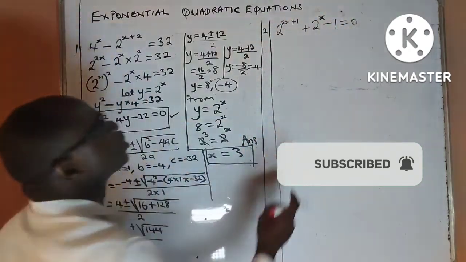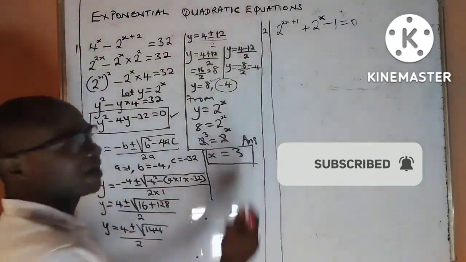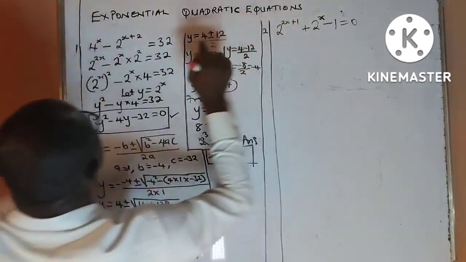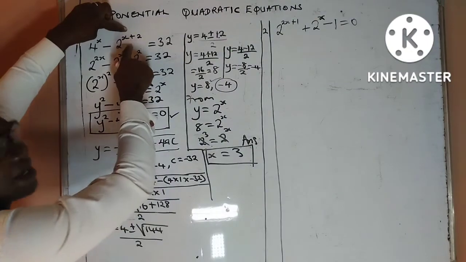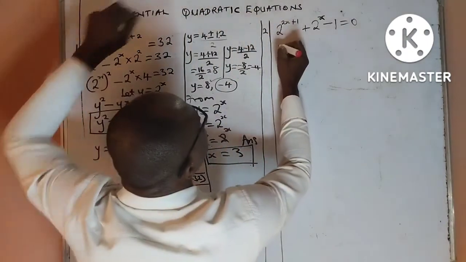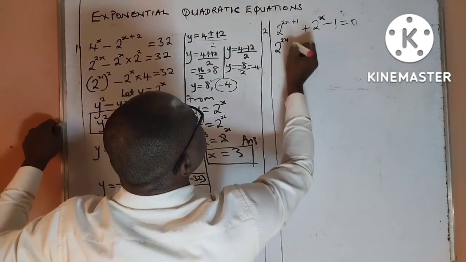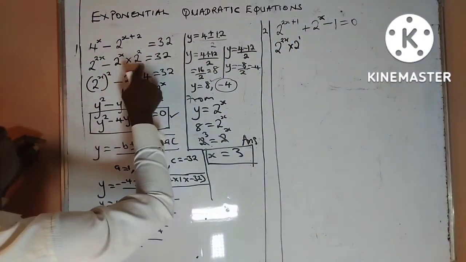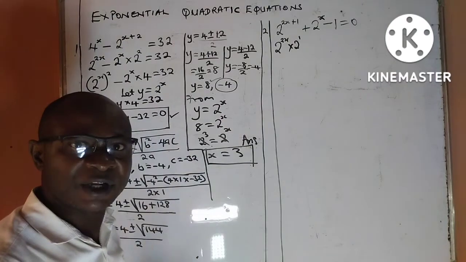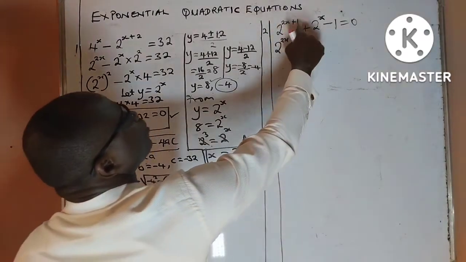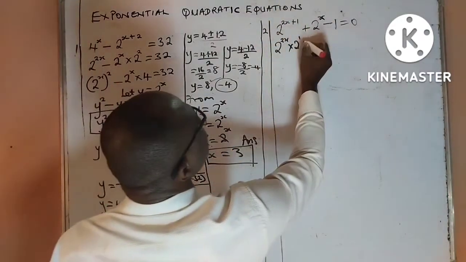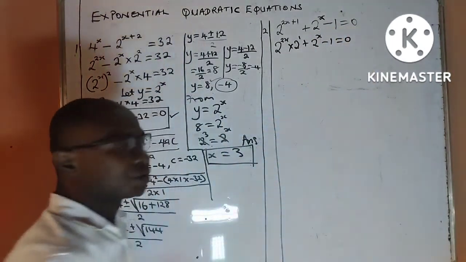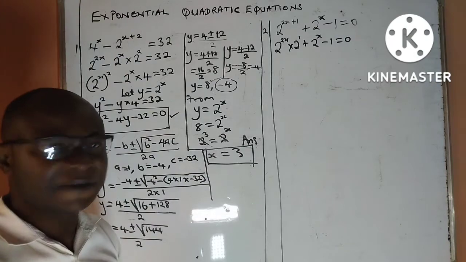In example 2, always say something in your mind before I write it down. What I will do, I will write this applying the law of indices as I did here. So that is going to be 2 raised to the power 2x times 2 raised to the power 1. I have now written it in the form of indices, applying the multiplication law of indices because of plus 1. Then plus 2 raised to the power x minus 1 equal to 0. That is what I have there.